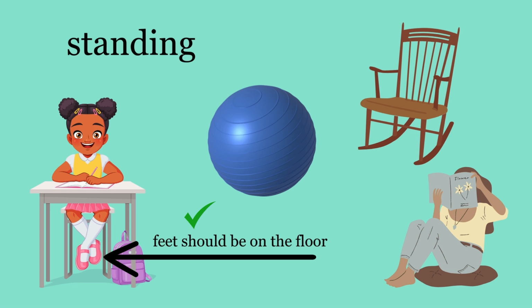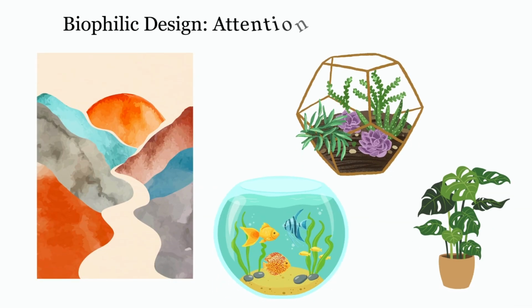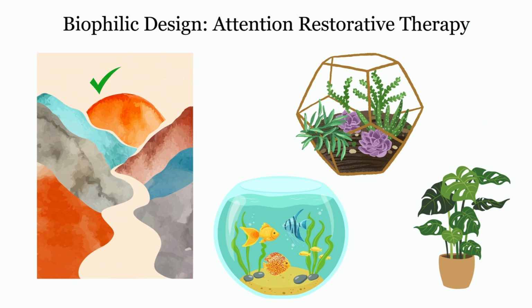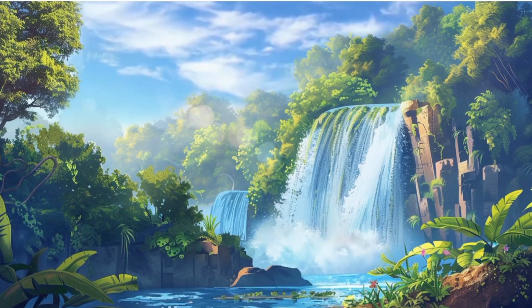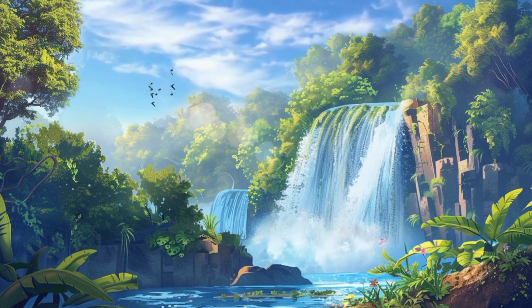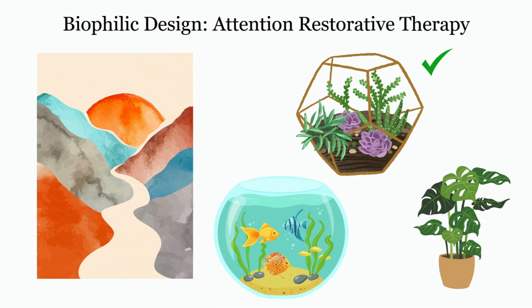This includes sit balls. 6. Including biophilic design in the learning environment by bringing nature into learning spaces, attentive restorative therapy, real or artificial plants, nature posters, natural lighting, short nature videos for breaks, easy care critters, green spaces.